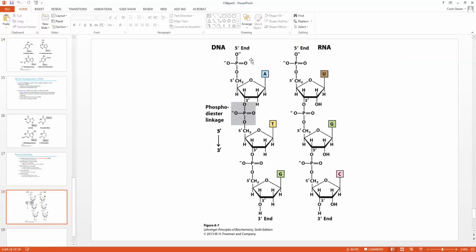I can see my 5' end with my phosphate. Notice it's 5' because of the carbon, just like this would be my 4' carbon, and then attached to my 3' carbon is another phosphate, another sugar, another phosphate, another sugar, remembering that my base is attached at the anomeric position. And again, I'm going to see hydrogen bonding between my nucleobases.